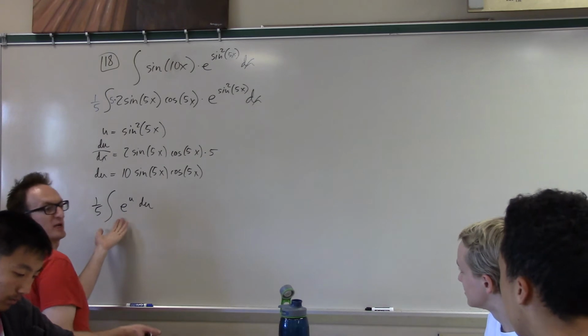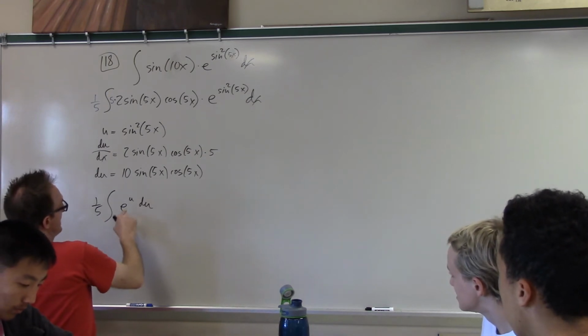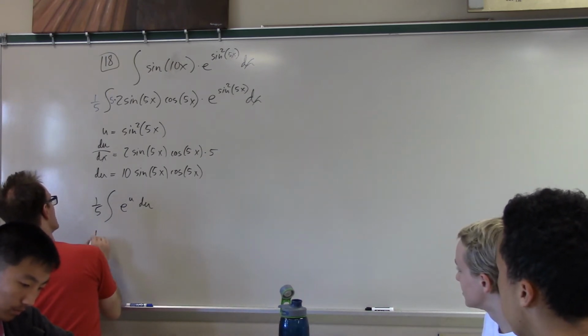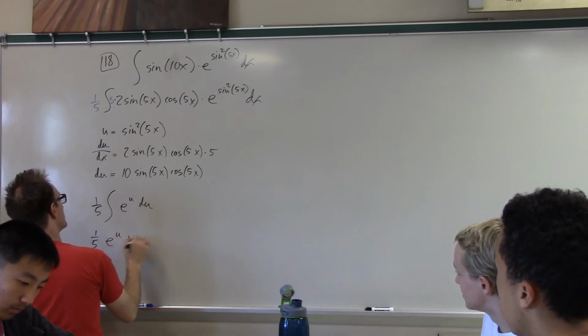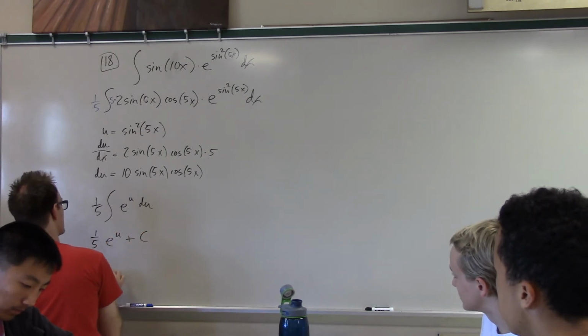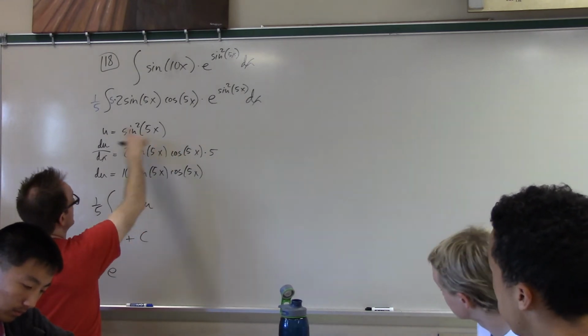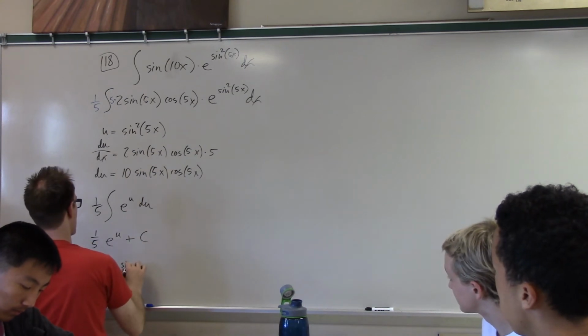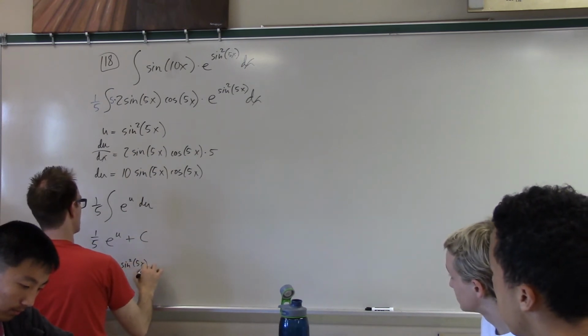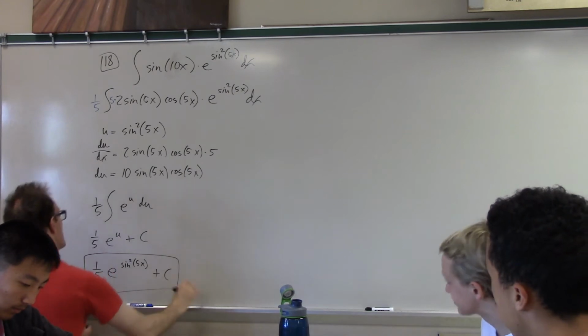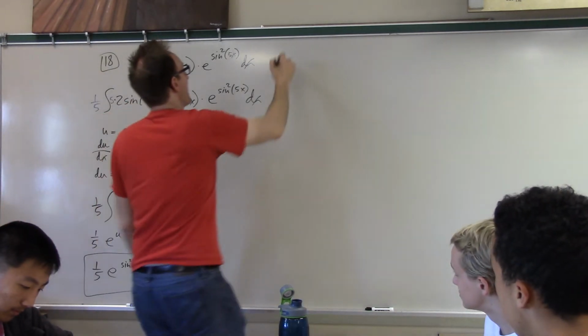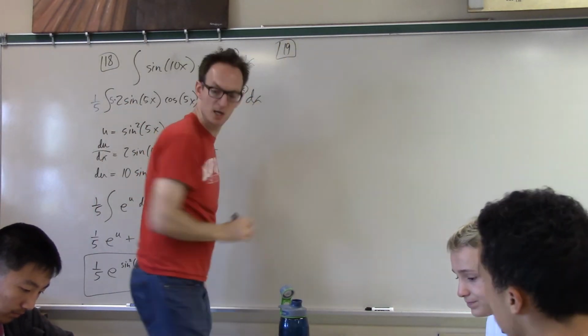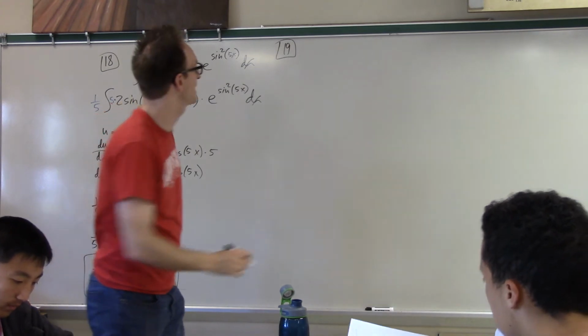But this to me is pretty easy, right? What is the antiderivative of e to the u? It's just e to the u. So the answer is 1/5 e to the u plus c, but the real answer is 1/5 e to the u, so it's e to the sine squared 5x. Ta-da! I thought 19 was the one that was really hard, so we should talk about this right now.